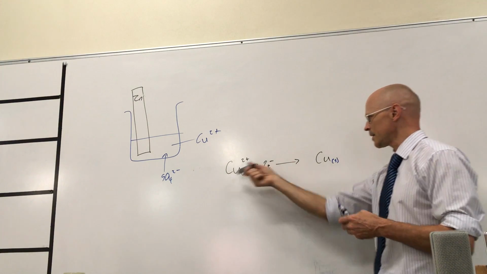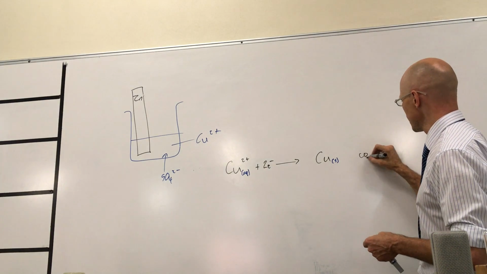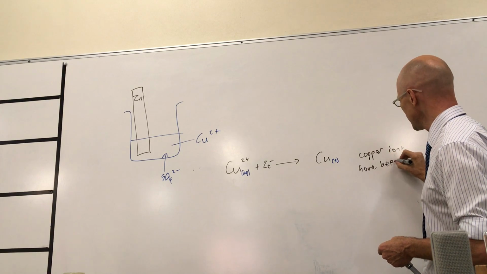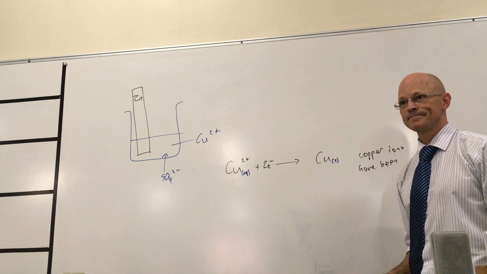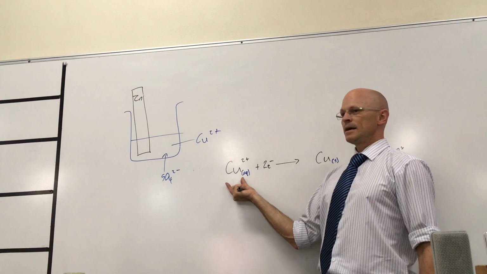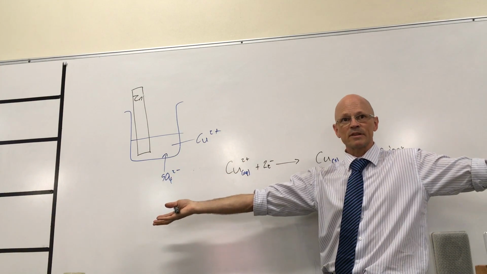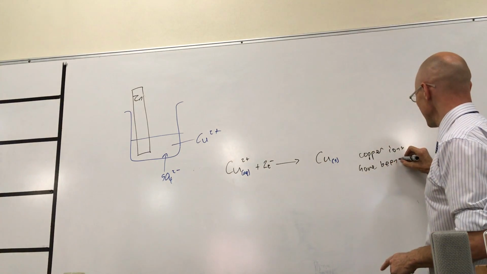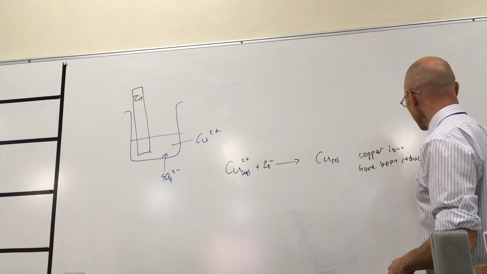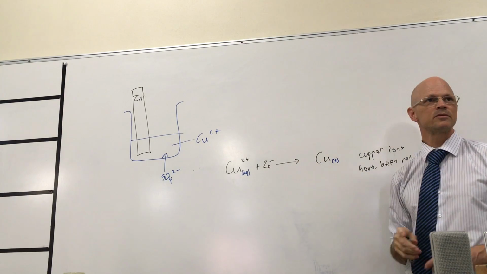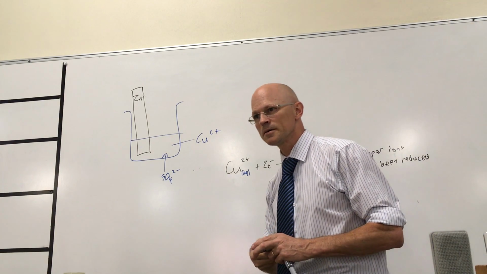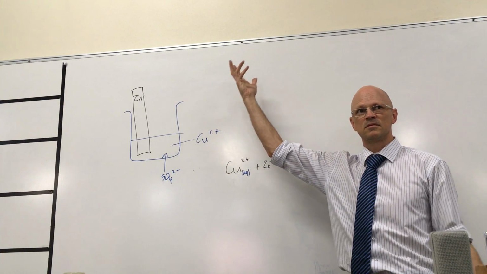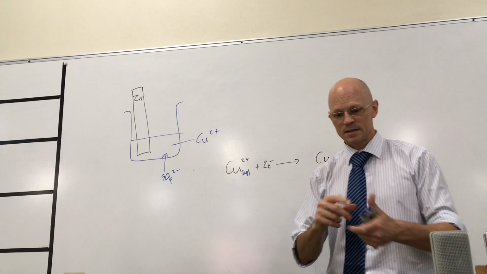So in other words, the copper ions have gained electrons. What do we call a gain of electrons? Reduction. They have been reduced. The copper ions have been reduced. You cannot have reduction without oxidation. So what's been oxidised? The zinc.